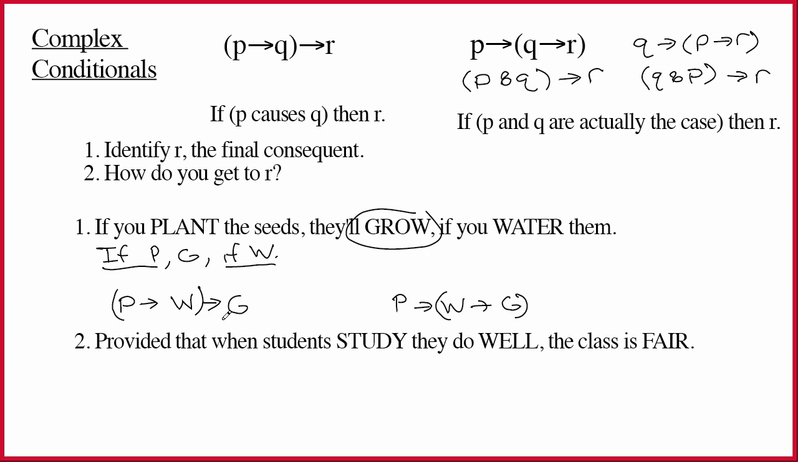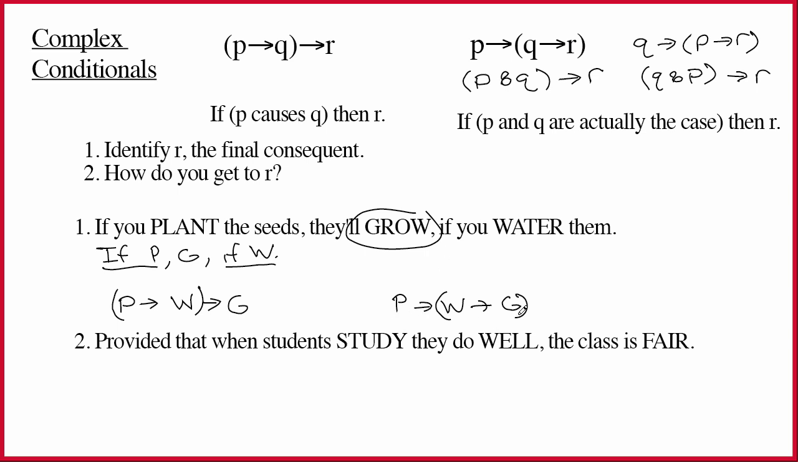If we read this formula, the trick is to read the first arrow as causes. So we would read this as saying, if planting the seeds causes you to water them, then they will grow. Now that might not be nonsense, but is this sentence saying that planting needs to cause watering?